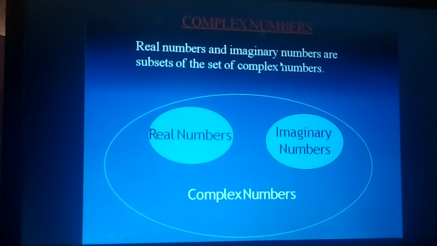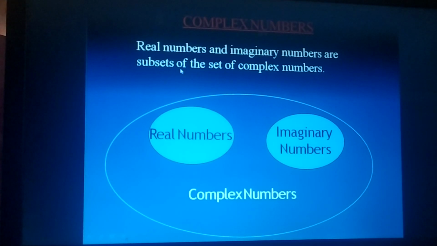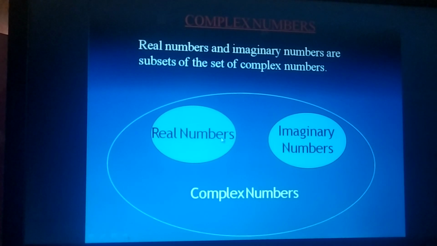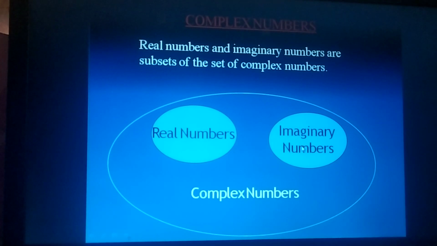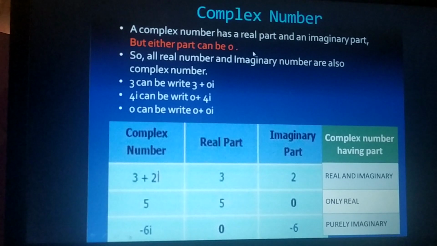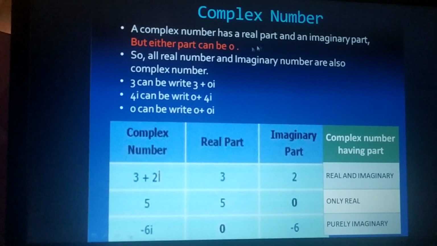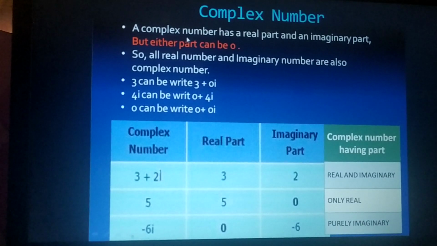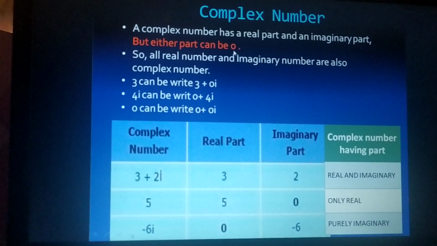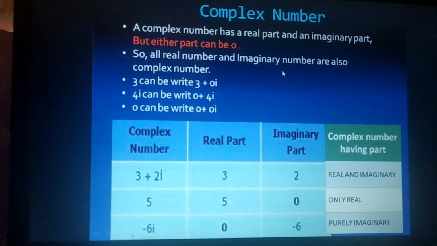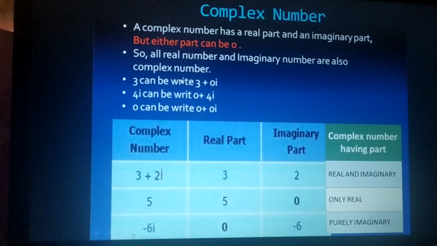Real numbers and imaginary numbers are subsets of the set of complex numbers. A complex number can be defined as a real number plus an imaginary number. A complex number has a real part and an imaginary part, but either part can be zero. Either the real part can be zero or the imaginary part can be zero. So all real numbers and imaginary numbers are also complex numbers.